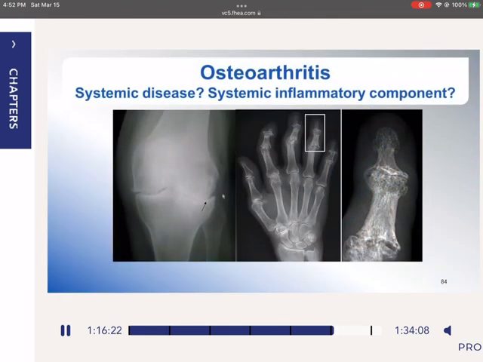What are you going to notice in osteoarthritis? What you will notice on x-ray is joint space narrowing, that the normal joint space is no longer preserved and there is joint space narrowing. That's one of the characteristics of OA.